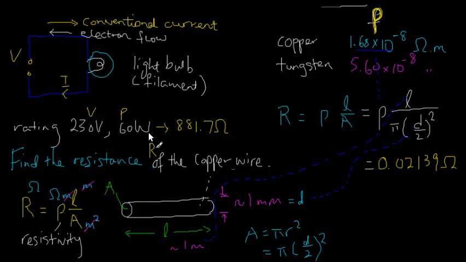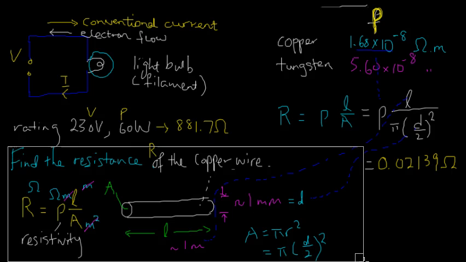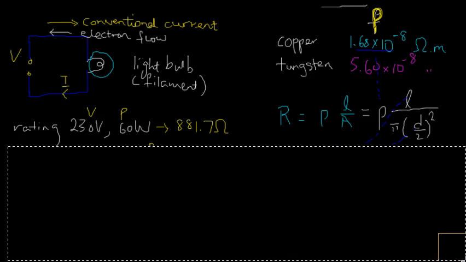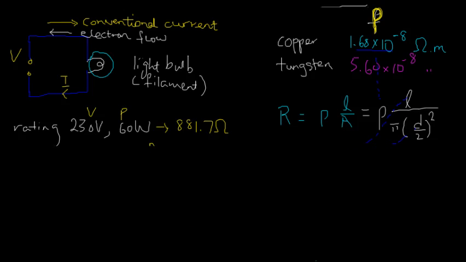So let's try. Okay, so let's look at what we have. I'll start by clearing this product. And I'll write down what I want to find. I want to find the length of the tungsten filament.